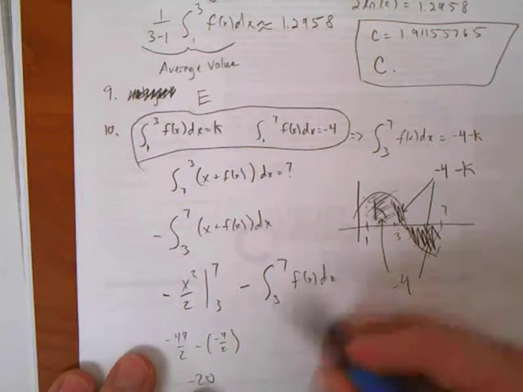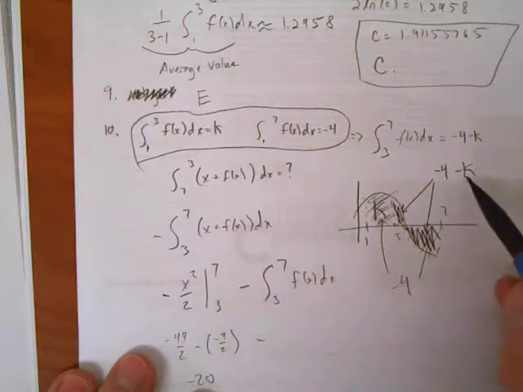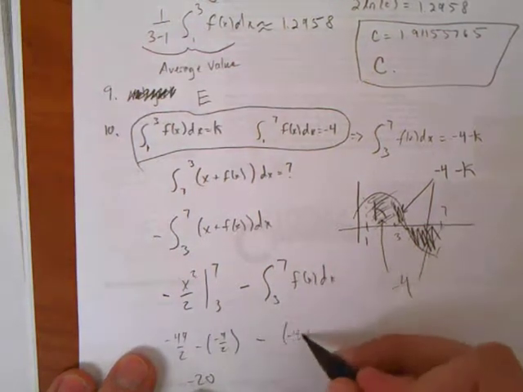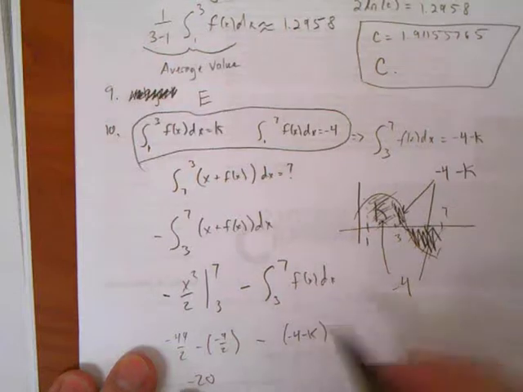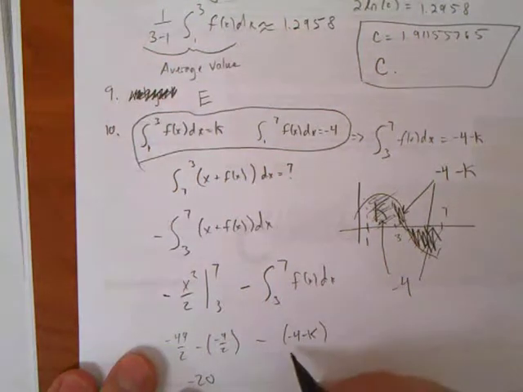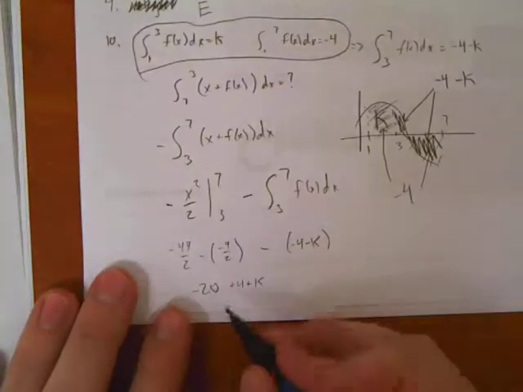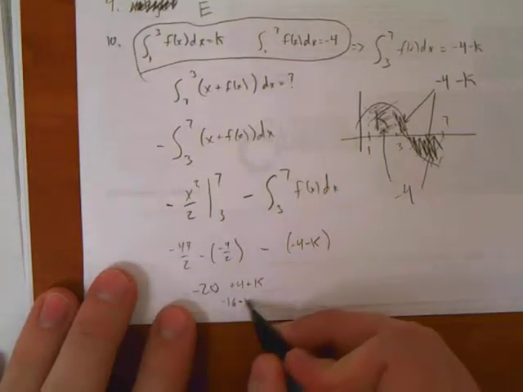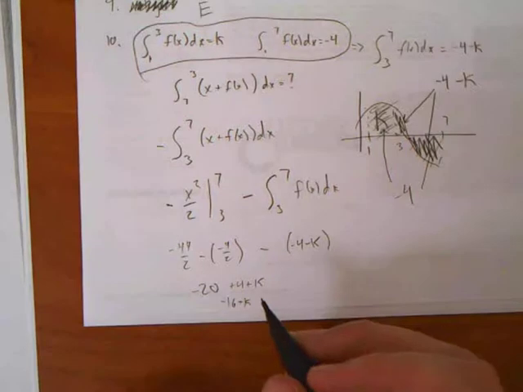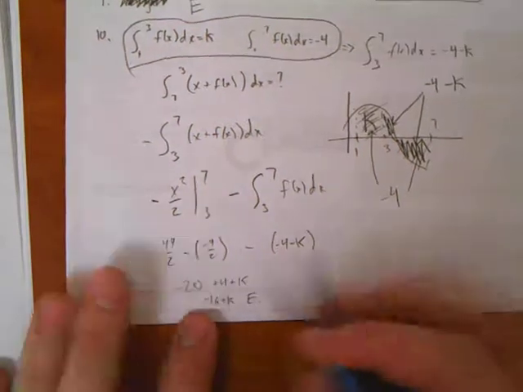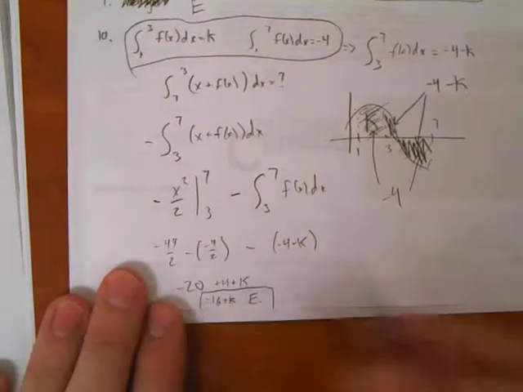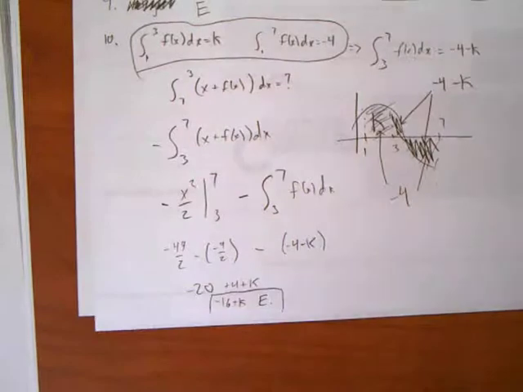Okay, and then this, we know what this is. We just figured this out. It's negative 4 minus k. So with the negative there, it's going to be plus 4 plus k. And so what we end up with is negative 16 plus k. And that is E. Very interesting problem there.